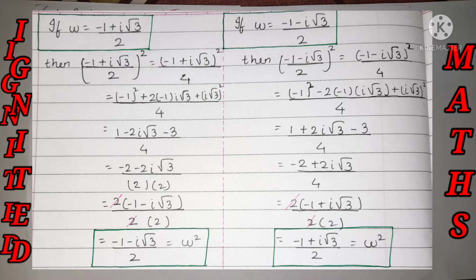If we take omega as -1 plus i root 3 divided by 2, I have done the calculation at my left hand side and I got the answer as -1 minus i root 3 divided by 2, which is nothing but the omega square value. At my right hand side, I took omega as -1 minus i root 3 divided by 2. When I square the value, I got the answer as -1 plus i root 3 divided by 2. It's nothing but the omega square value.